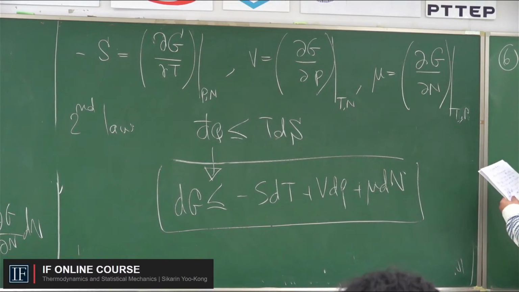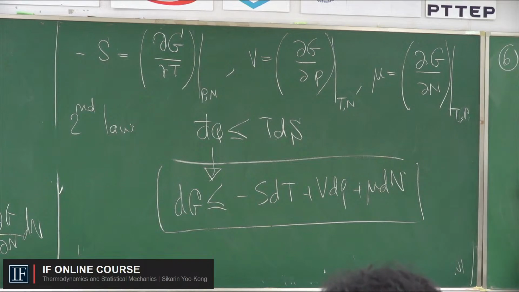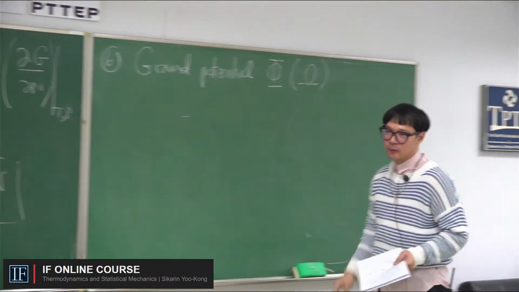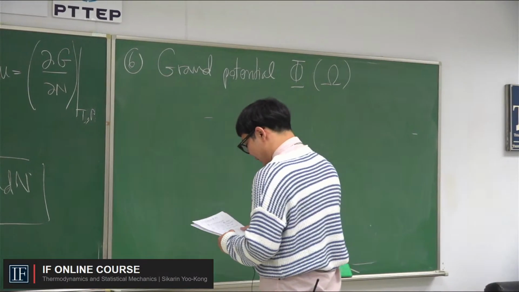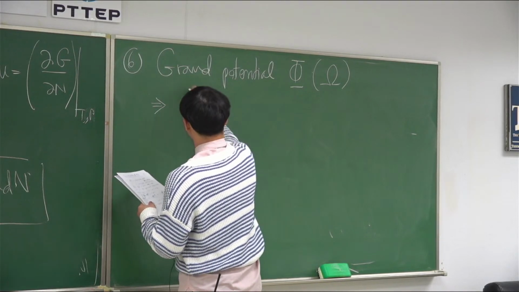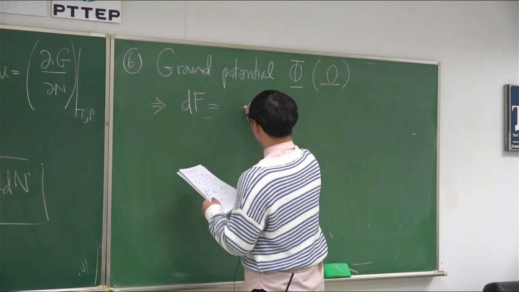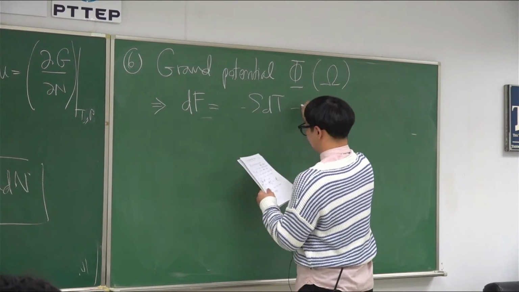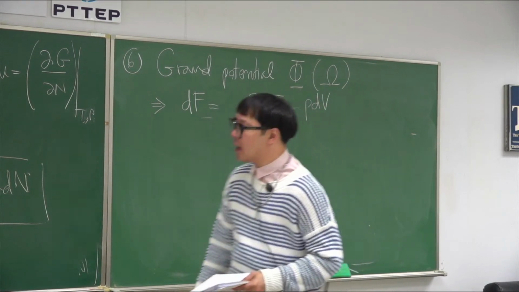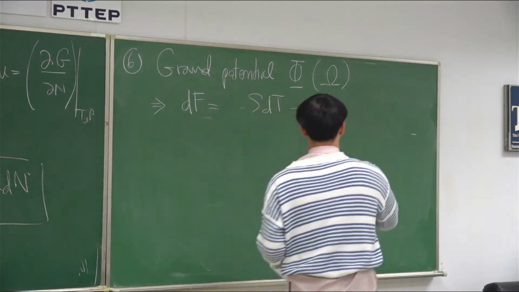Okay, so this is the sixth one. Six, you have called grand potential. I'm going to use this notation. In some textbooks, they use a different one. It doesn't matter, it's just an agreement on what notation you're going to use. So again, you start with this, dF here, mu dN.